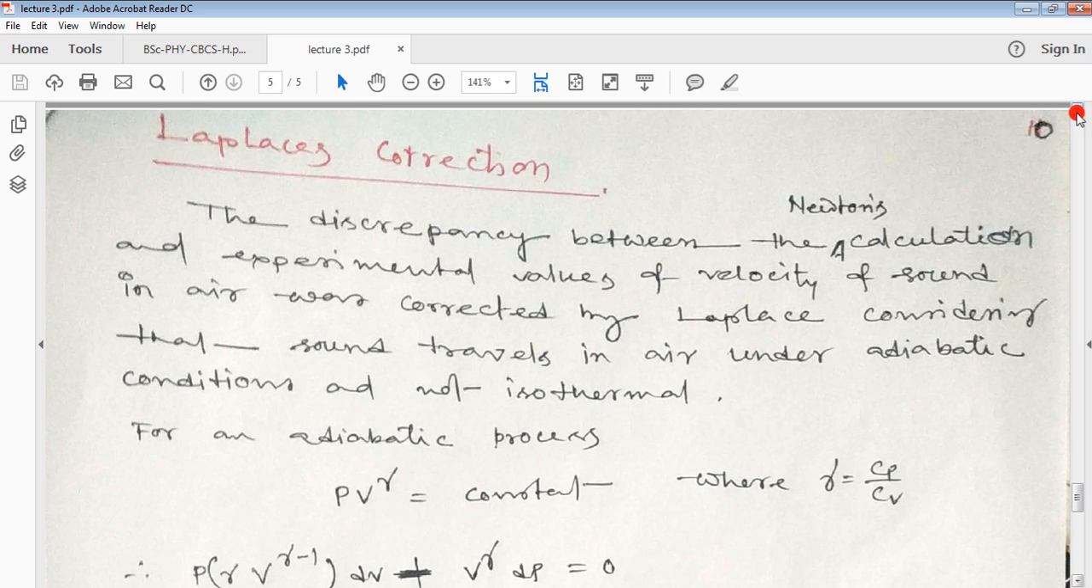In accord with Laplace, air is bad conductor of heat, and the compression and rarefaction occur so rapidly that there is no time to flow heat from one region to the other region. So during the time of compression and rarefaction, through air heat cannot flow easily. So the process is what? Adiabatic.